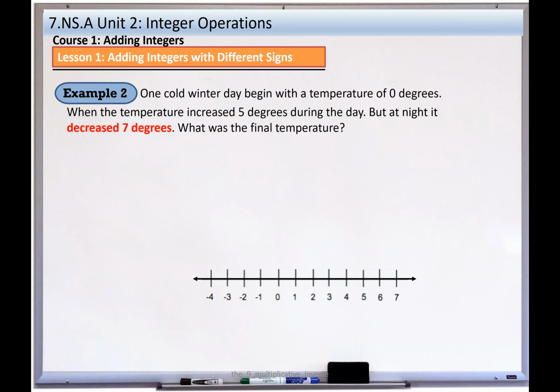All right, let's look at another example. This time, one cold winter day began with a temperature of 0 degrees. The temperature increased 5 degrees during the day, but at night it decreased by 7 degrees. What was the final temperature? So it started at 0, increased 5 degrees, decreased. What's the final temperature?